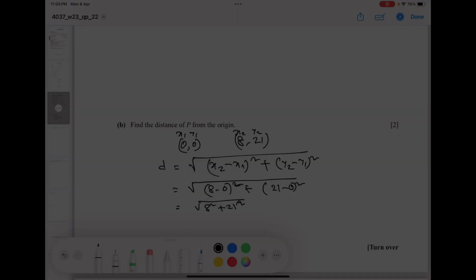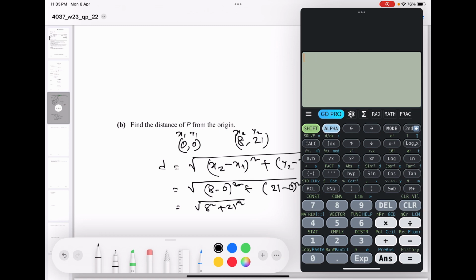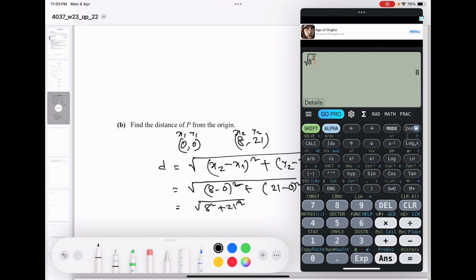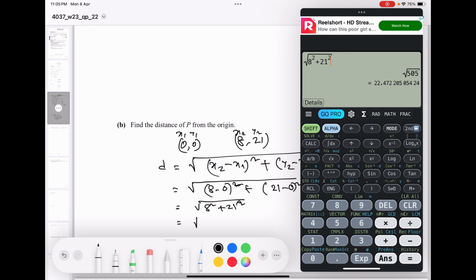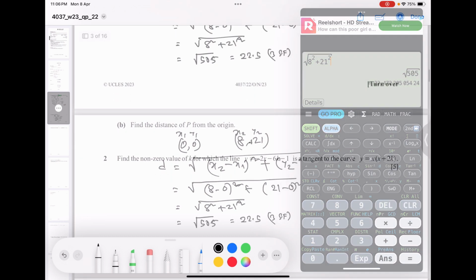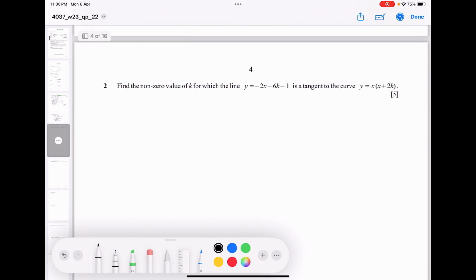Now we can directly use the square root of 8 squared plus 21 squared. Now it becomes root over 505, or we can write 22.5. This is with 3 significant figures. Okay, this question is a bit easier than paper 1. So if you practice those papers, you can easily solve these questions.